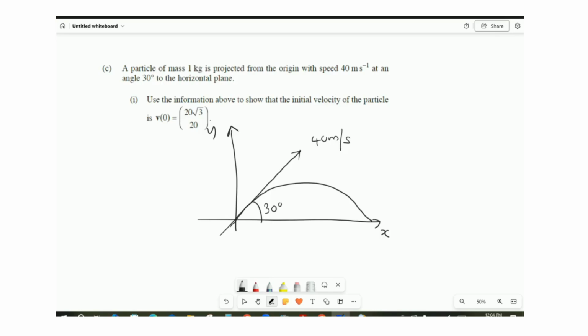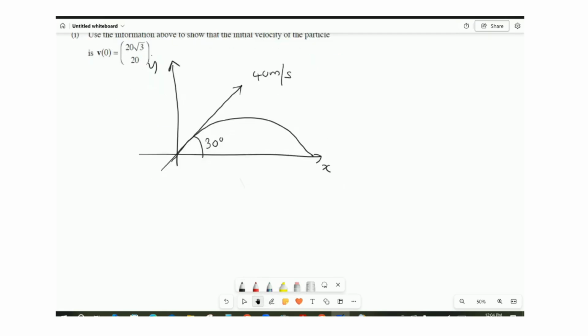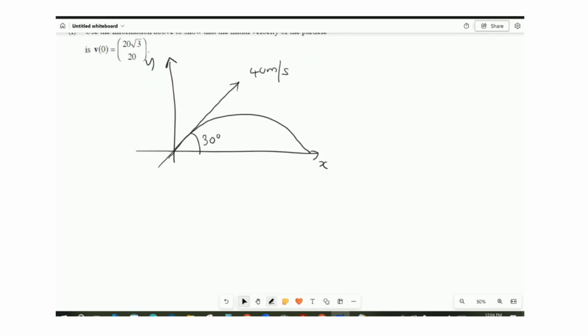Now I can write this velocity. The initial velocity is 40 cos 30 along the horizontal direction, that is i, plus 40 sin 30 along the vertical direction, j.